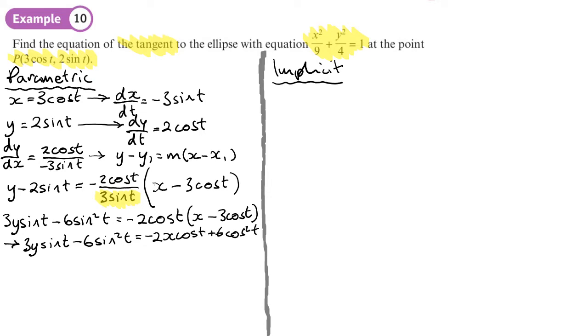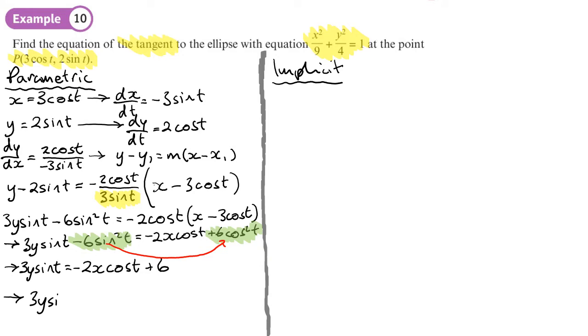Now the reason I said I was going to move that sine squared t across, you can probably see why. Sine squared plus cos squared is 1. So if I move the sine squared t over here and put it with the cos squared t, I'll actually just end up with 6. So let's do that. So I've got 3y sine t equals minus 2x cos t plus 6. And then I could just add the 2x cos t to both sides to get this.